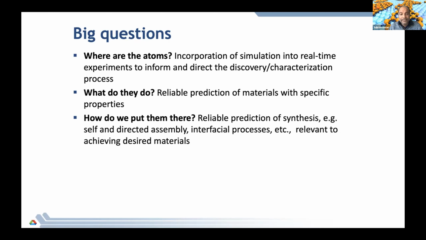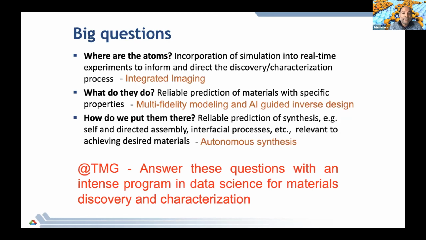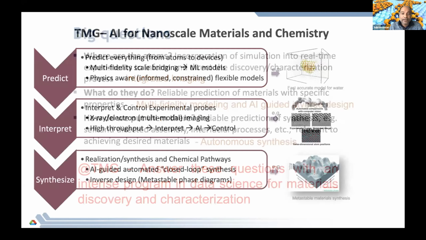So within the theory and modeling group, we try to answer these big questions within a program in data science for materials discovery and characterization. These are highlighted here: integrated imaging, multi-fidelity modeling, AI-guided inverse design, and autonomous synthesis.